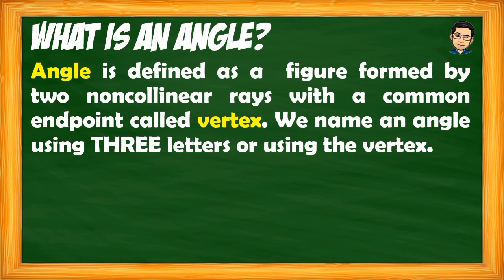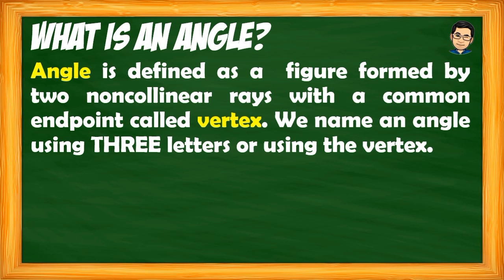Angle is defined as a figure formed by two non-collinear rays with a common endpoint called vertex. We name an angle using 3 letters or using the vertex. Okay, so yung angle po, binubuo po siya ng dalawang non-collinear rays. Ibig sabihin po noon, wala po sila sa same plane. Okay, ibig sabihin parang hindi siya diretso. So kasi yung mga angles, different forms po yan na makikita nyo mamaya yung mga types.